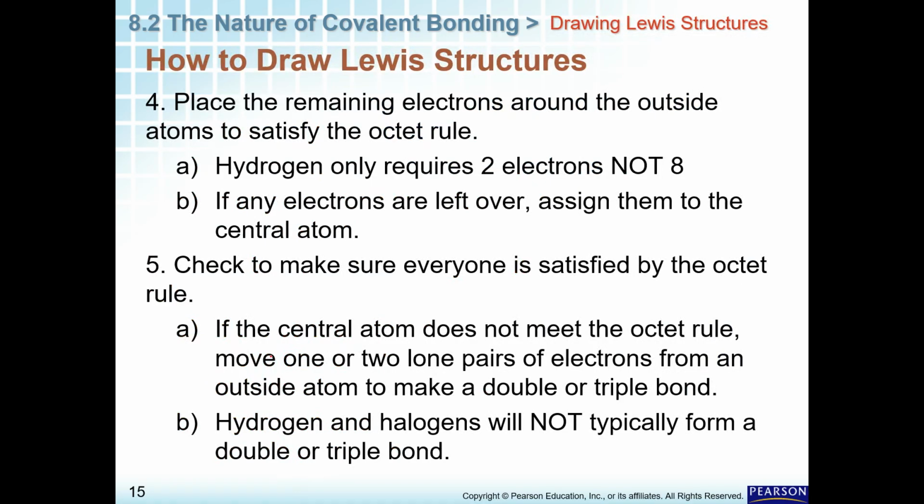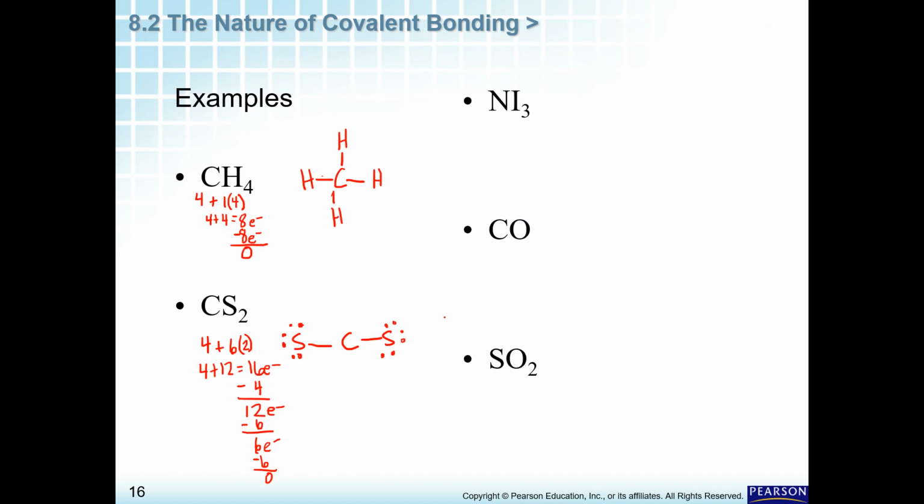Note that hydrogen and halogens will not typically form that double or triple, so we need to take from elements other than hydrogen or halogens. So here we have sulfur, which is not a hydrogen or halogen. We can actually take these electrons and move them here, and we can actually get a double bond here. So this can actually be written as carbon with 1, 2, 3, 4 instead of 6 pairs around it. And then here we get sulfur, 1, 2, 3, 4, 5, 6.